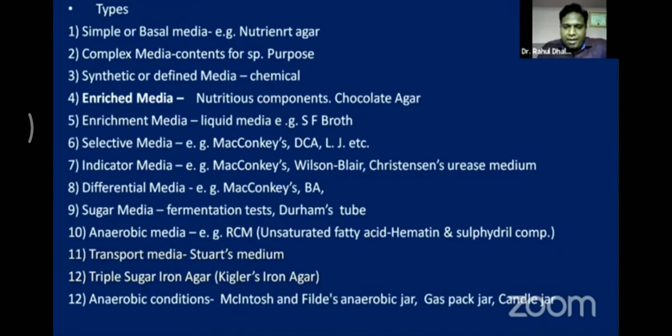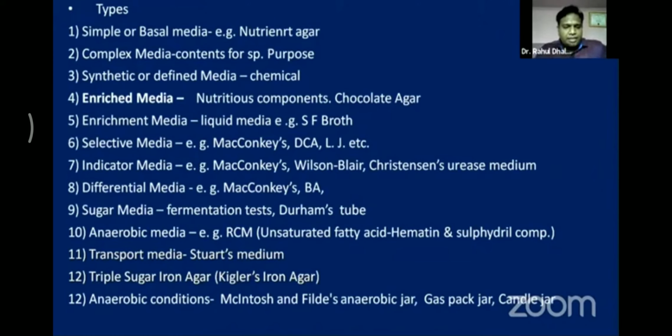And hematin and sulfhydryl compounds, which are present in the meat pieces, catalyze the reaction of anaerobiosis. Then transport medium is a non-nutritive medium used only to maintain the live condition of delicate organisms while transporting them from the patient to the laboratory. Example, Stuart medium.